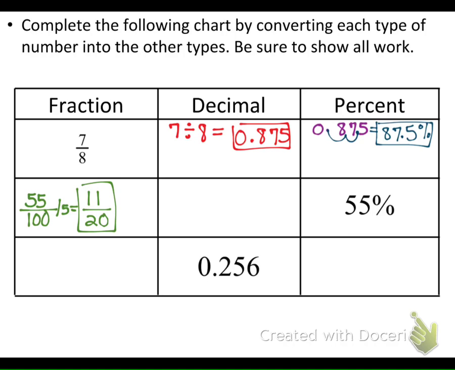All right. Now, you can choose to either change the fraction to a decimal, or you can change the percent to a decimal. It doesn't matter. They're both about the same. Okay, how do I change a percent to a decimal? Divide by 100. Okay, so I'm going to take 55%, divide it by 100, and what do I get? 0.55. There we go.